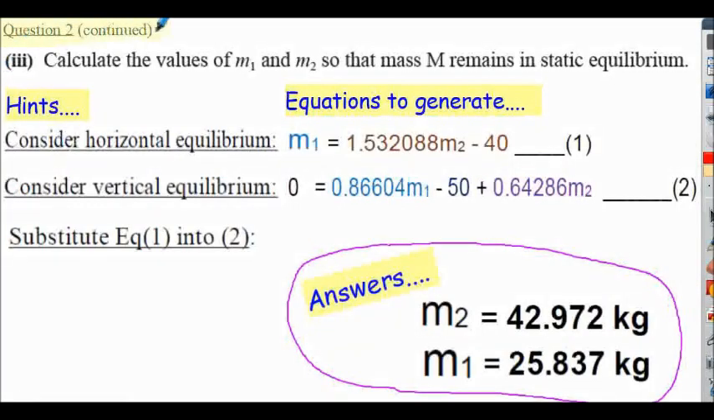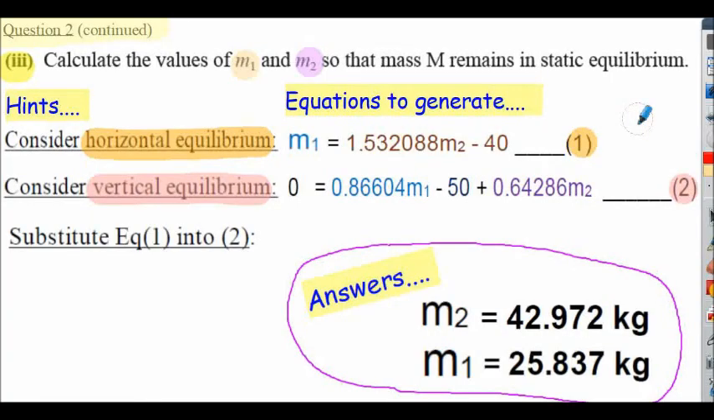Question 2, solution continued. Part 3, we now have to calculate the values of M1 and M2 so that the mass M remains in static equilibrium. The hint on this slide is to firstly consider horizontal equilibrium. You'll generate this equation, which I've labelled as 1. Then consider the vertical equilibrium. You'll generate this equation labelled as 2.